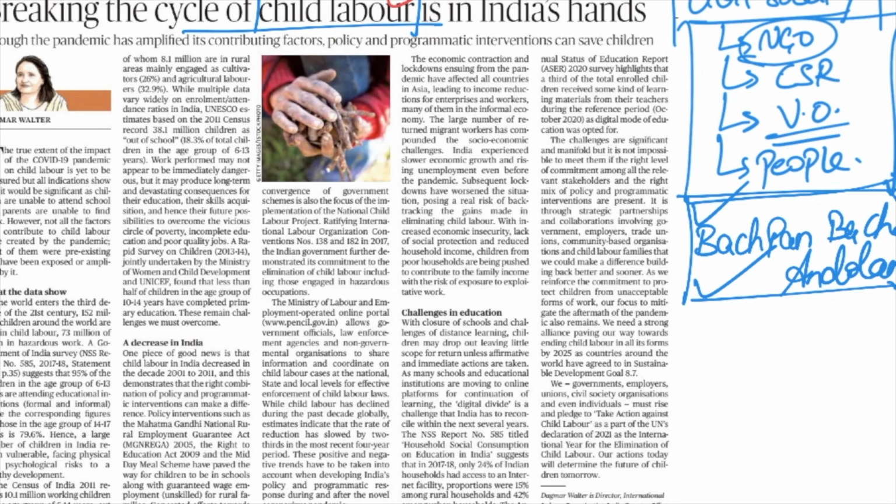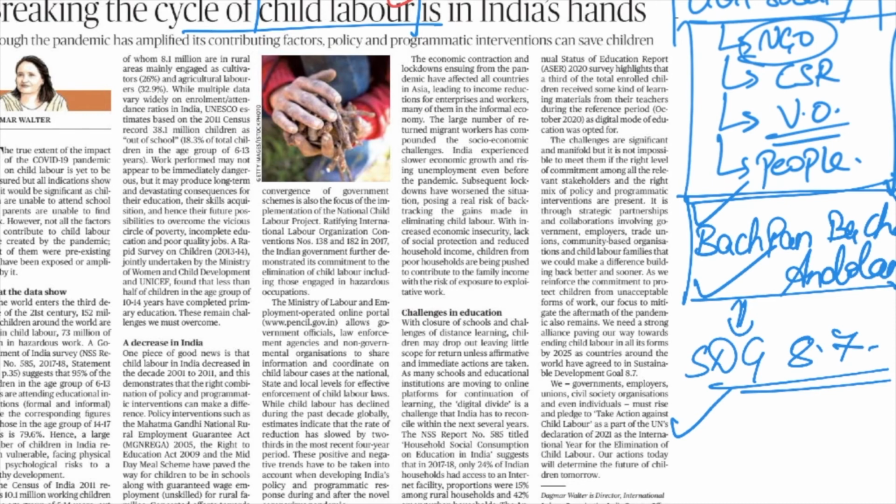Because if we have to keep our efforts on track in achieving what is called Sustainable Development Goal 8.7, that is, to eliminate all kinds of child labor, we have to bring governments, employers, civil society organizations, and individuals together in a bid to stop this pandemic, the pandemic of child labor.